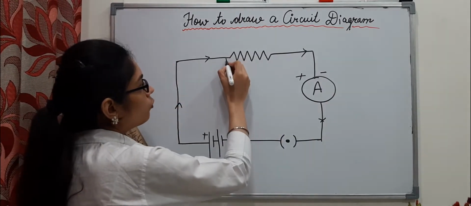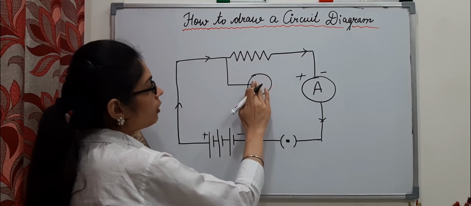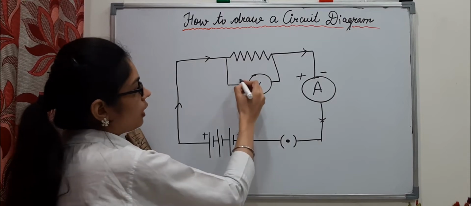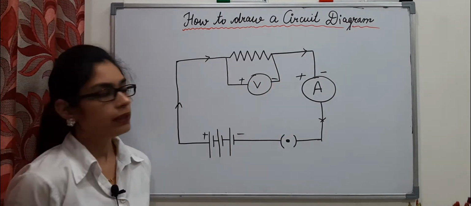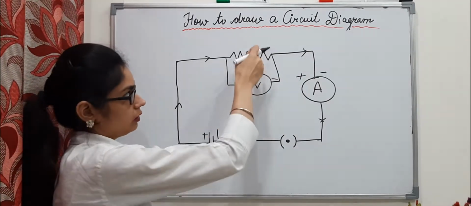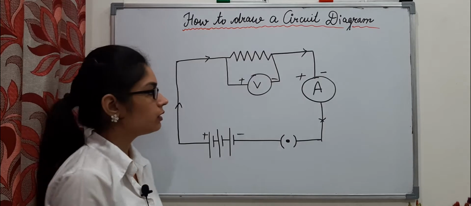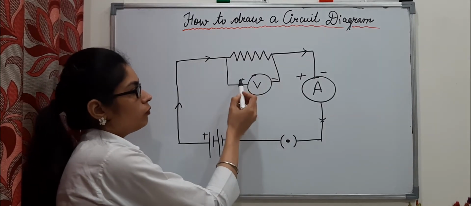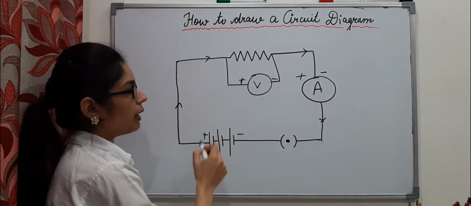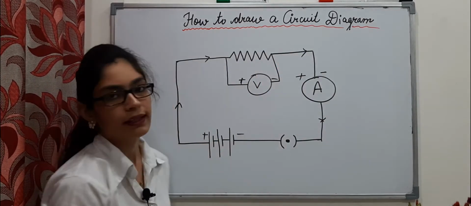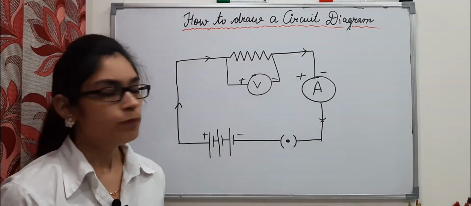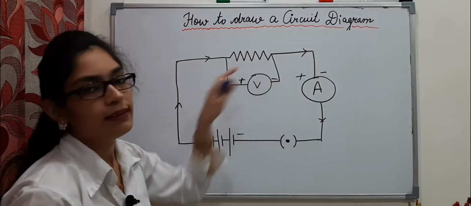Now voltmeter. Voltmeter should always be connected in parallel combination, as you can see. So like this you have to draw the voltmeter in parallel. See, it should always be parallel to whichever component you want. Now I have drawn it parallel to the resistance. In the same way, the positive terminal of the voltmeter should be connected with the positive terminal of the battery, and the negative terminal of the voltmeter should be connected with the negative terminal of the battery. Now this is the circuit diagram when we are using only one resistance.